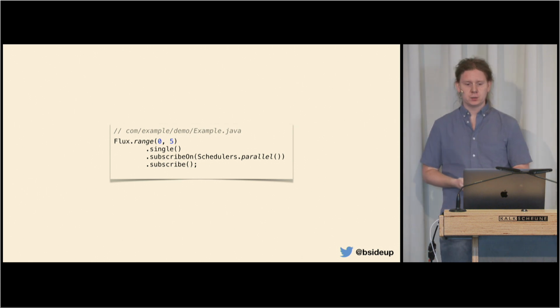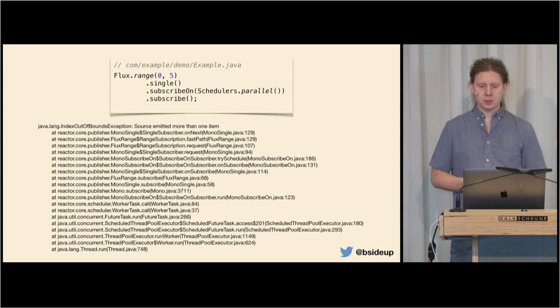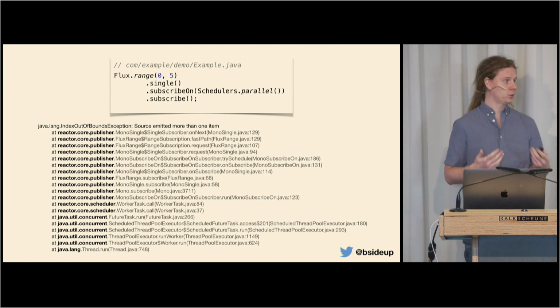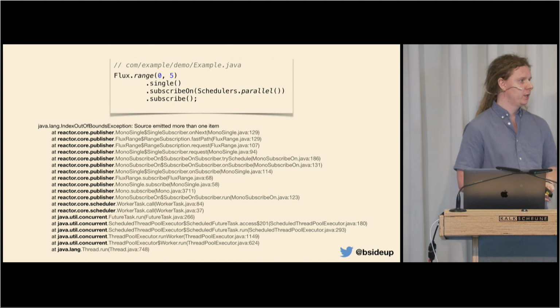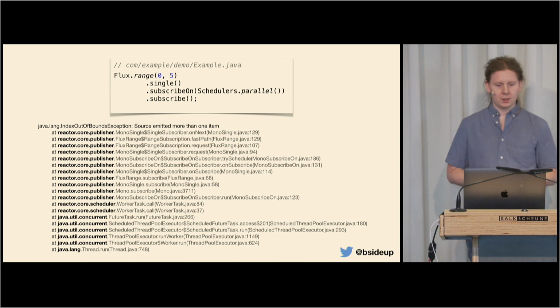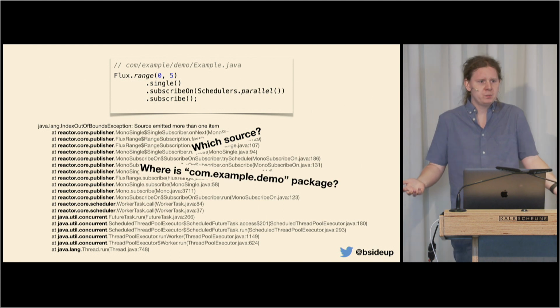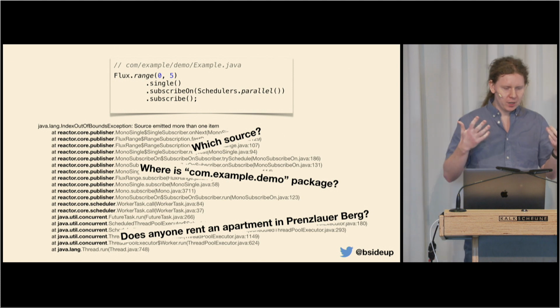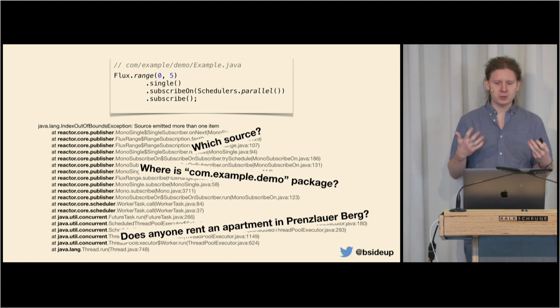Now, if we run this code, we'll get an exception. And the thing is, especially if we highlight the most important part here, our source was in the com.example.demo package, but apparently there is no such thing in the stack trace, and it raises a lot of questions. Which source? Where is my package? And many other questions. So you try to analyze it, you see your production system failing, but you do not understand what's going on.